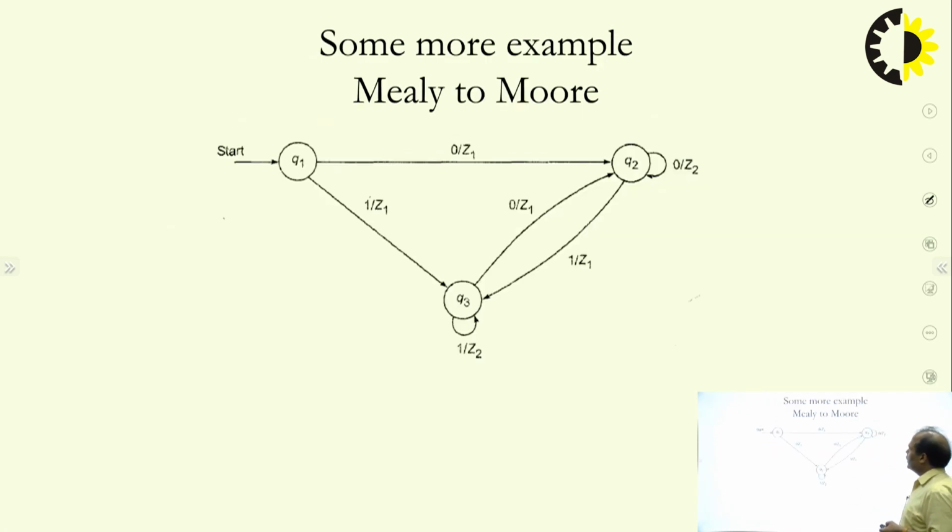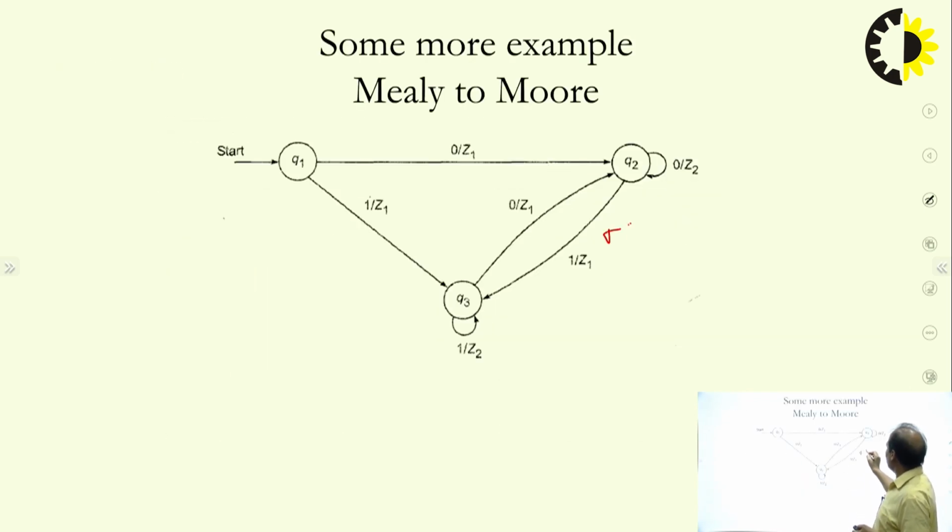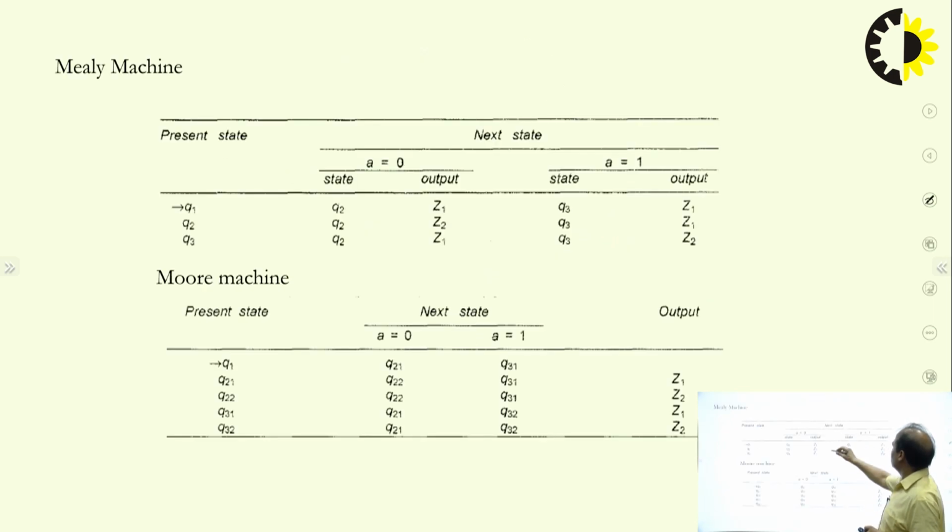So let's have another example. This is a Mealy machine. You see here Q1 on 0 goes to Q2 and the output is Z1. So this is the transition graph of the Mealy machine. If you check it in the transition table, you will get this Mealy machine.